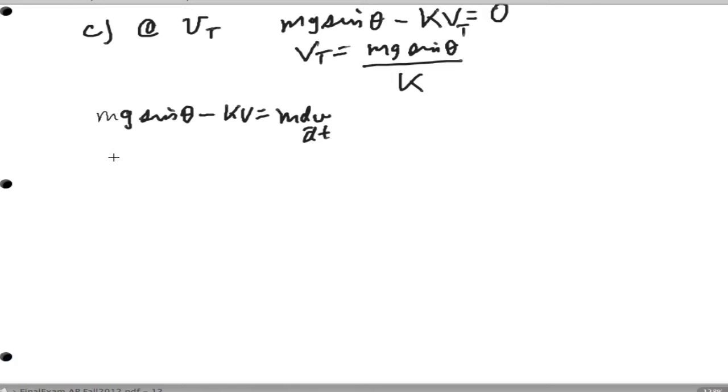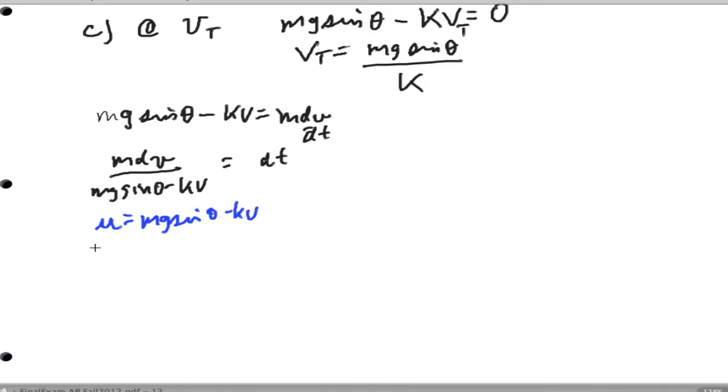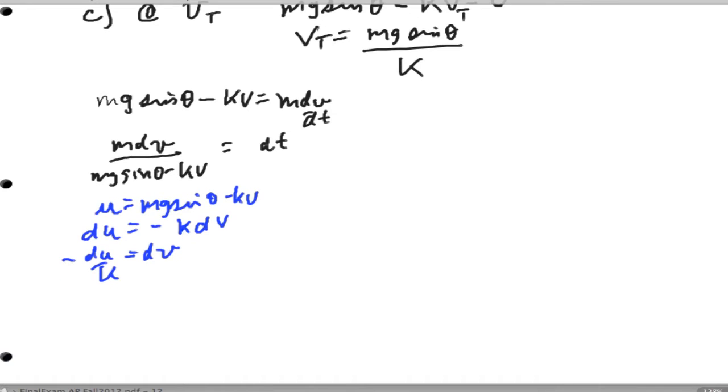So I will actually end up getting m dv over mg sine theta minus kv equals dt. And I'm going to do a u substitution here. I'm going to say that u equals mg sine theta minus kv, and du equals negative k dv. So in other words, negative du over k equals dv. And this is what I'm going to substitute back into my formula.